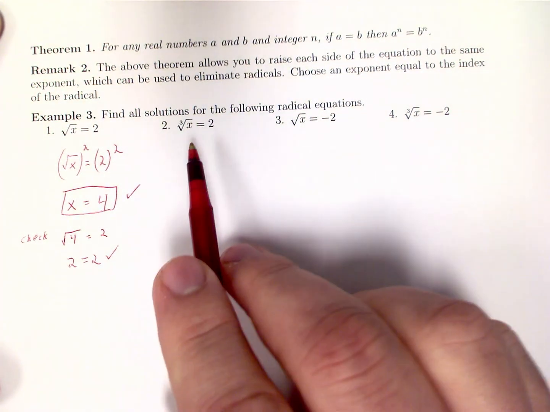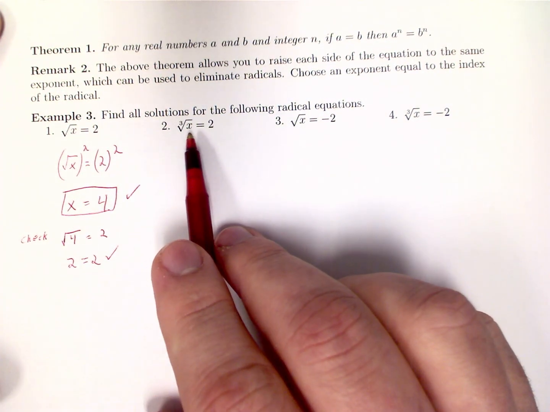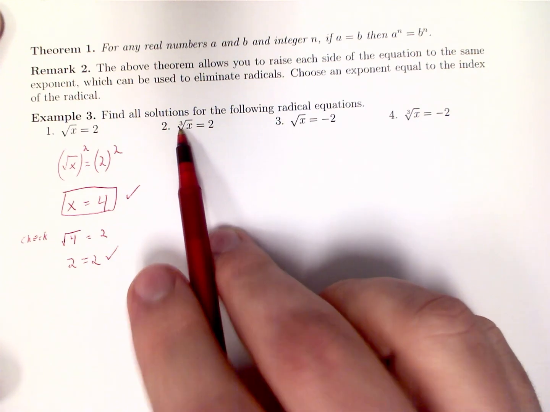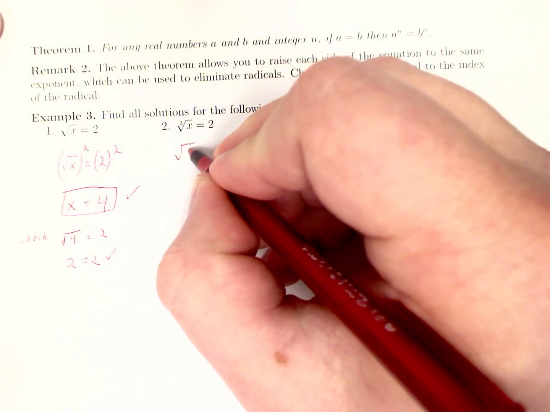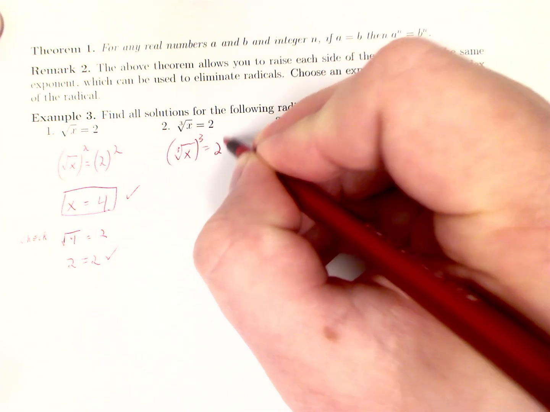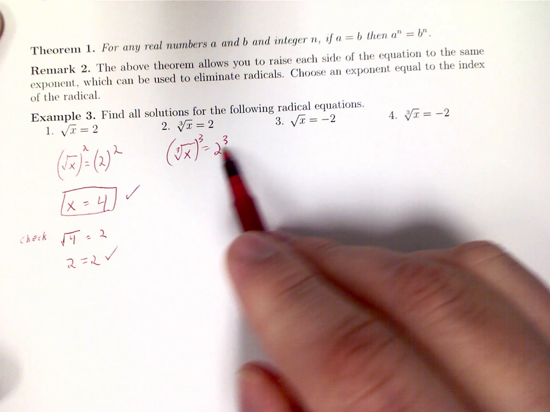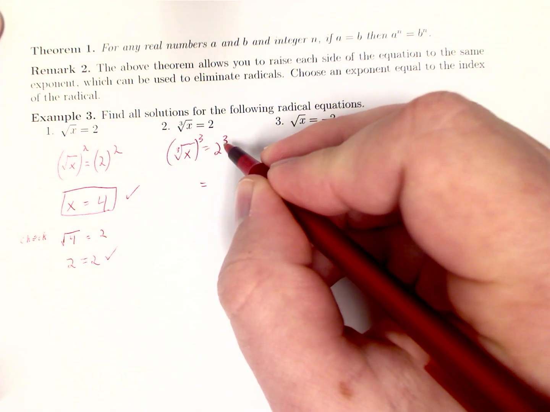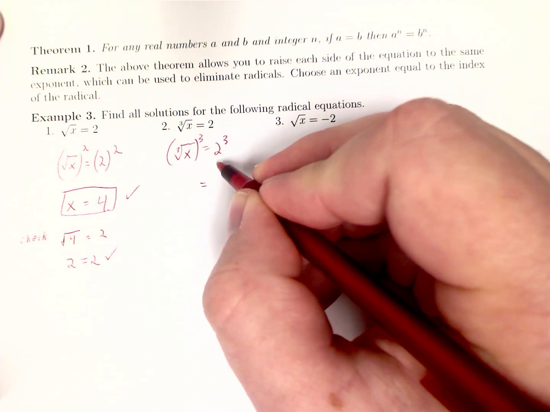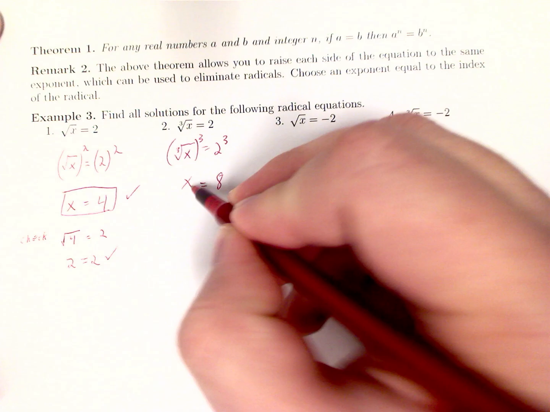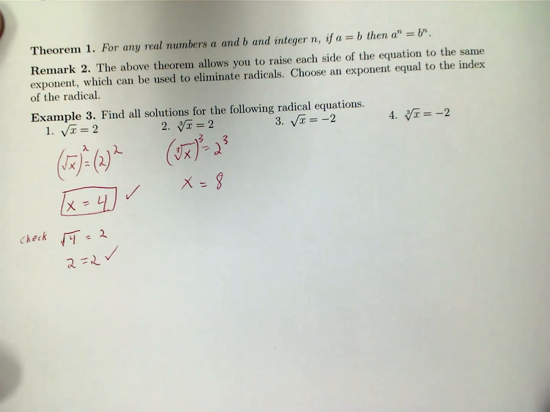All right, what about this one? What's the index in this case? It's the number inside the divot, and this is a cube root, so we're going to raise everything to the third power. And what's 2 cubed? 2 cubed is 2 times 2, then times 2 again. 2 times 2 is 4, times 2 is 8. The cube and the cube root cancel out, and we're left with x equals 8.